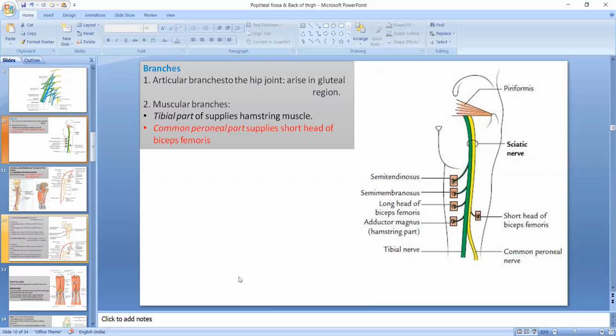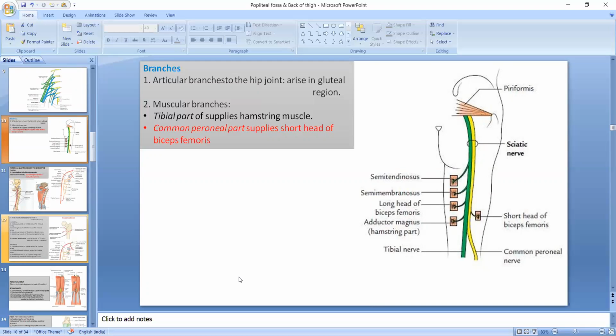Now we discuss the motor function of the sciatic nerve. It innervates the muscles of the posterior thigh, that is the biceps femoris, semimembranosus and semitendinosus, and the hamstring portion of the adductor magnus, and indirectly innervates all the muscles of the leg and foot. This is the motor function that is carried by the sciatic nerve.